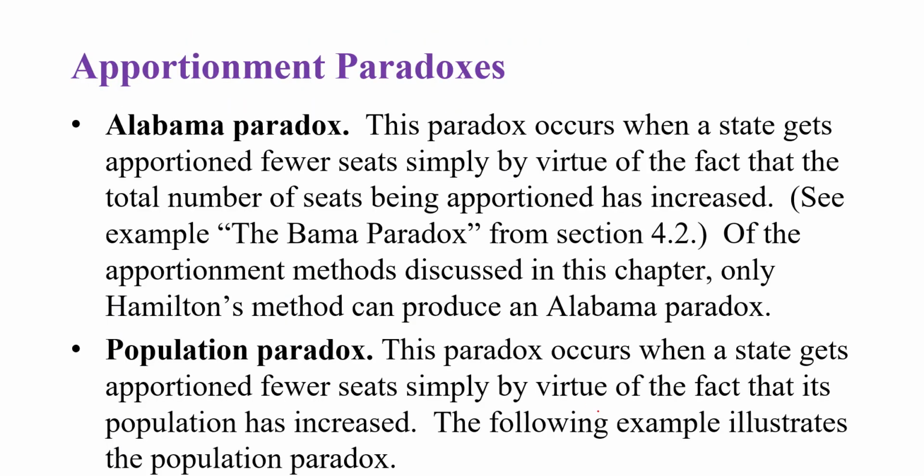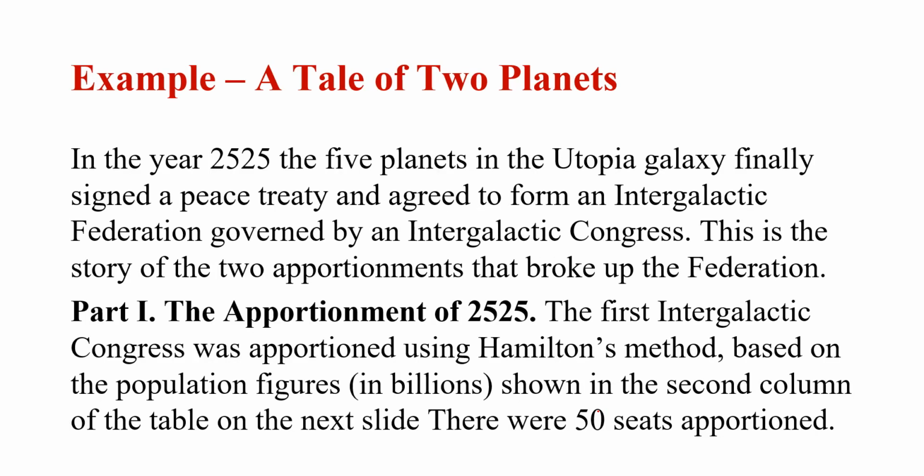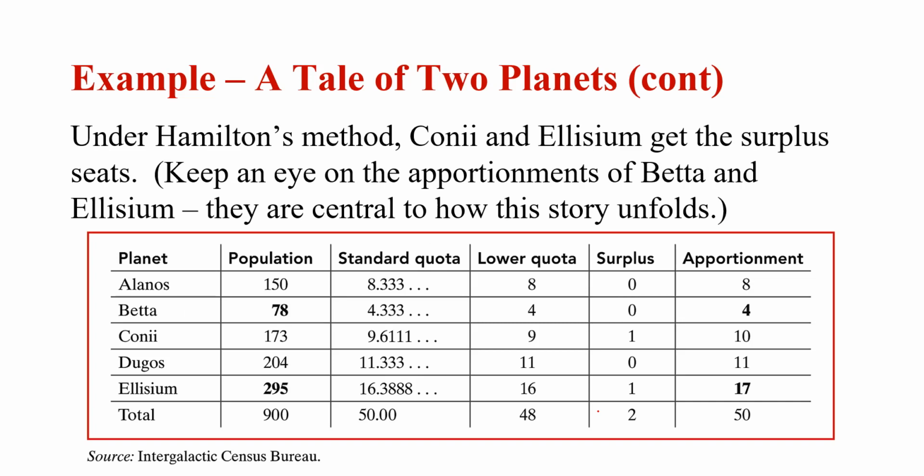Okay, population paradox occurs when a state gets a portion fewer seats simply by virtue of the fact that its population has increased. The following example illustrates population paradox. That one we have not seen before, so let's take a look at that here. Oh boy. We are in the Intergalactic Federation. Sounds like Star Wars here, or Star Trek at least. And so apportionment, using the Hamiltonian method based upon the population in billions. There's 50 seats in this little Congress.